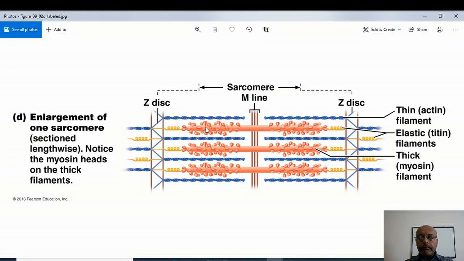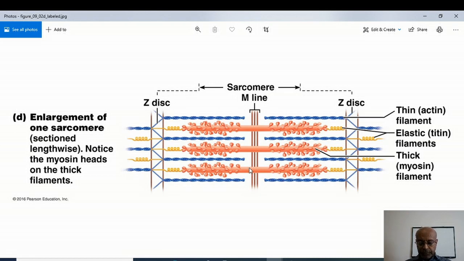So all thick myofilaments are attached to each other by this M line, whereas the thin myofilaments are connected to each other by this Z disc. So notice that the Z disc connects all thin myofilaments, whereas all thick myofilaments are connected by the M line. So in a sarcomere, the M line is in the middle and the Z disc is at the ends.